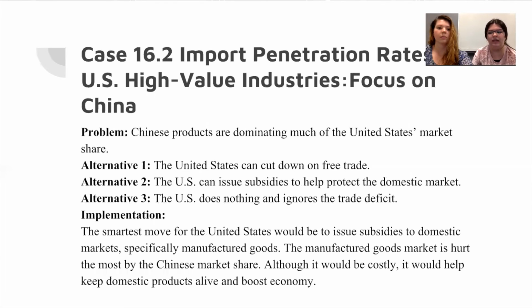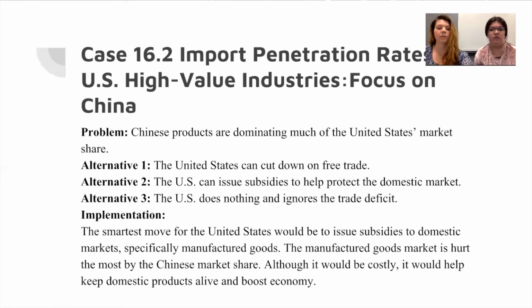The main problem with this case was that Chinese products are dominating a great portion of the United States market share. Some relevant facts to this case are that China is responsible for 72% of the U.S. trade deficit in manufactured goods. China has a rising productivity in the export sector, and the Chinese government provides support to its industries through lower costs for land, energy, water, and other inputs.